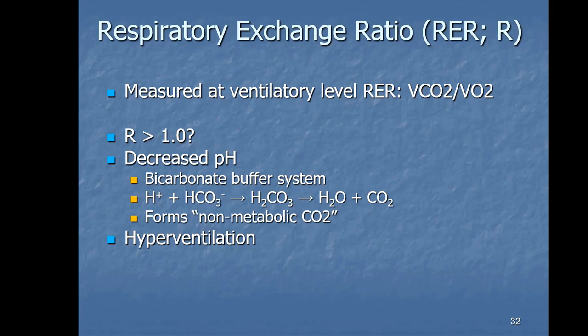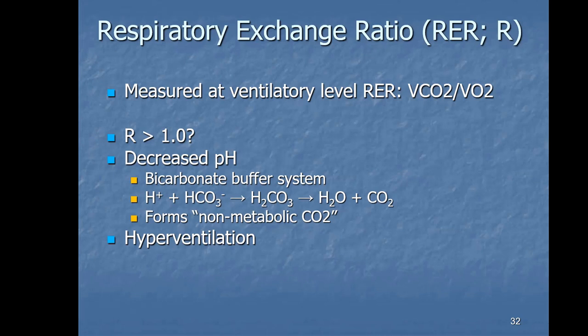If you're hyperventilating a lot during high intensity exercise, you tend to exhale a lot more CO2 than is actually coming from metabolism. So these two things, hyperventilation and the buffering of these hydrogen ions, lead to the respiratory exchange ratio being greater than 1 during high intensity exercise. The respiratory quotient will never go over 1, theoretically, but the respiratory exchange ratio will.